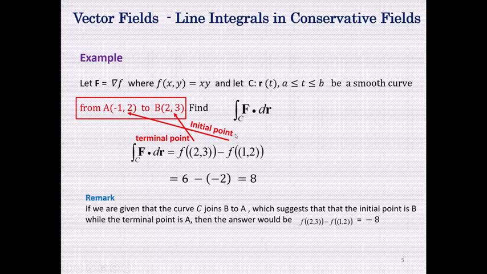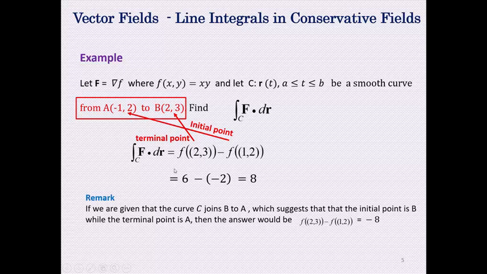But first, let's find out what the initial and terminal points are. That depends on how the question is phrased. Here we are told that the curve is joining A to B. So A will be the initial point, B the terminal point. So it's important to know exactly which is which.